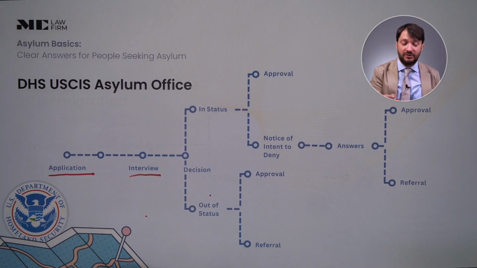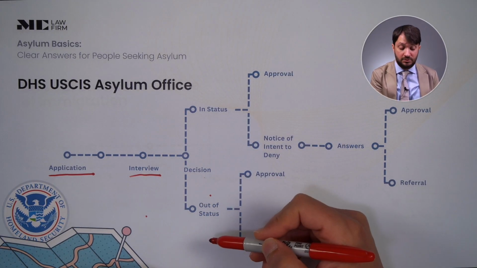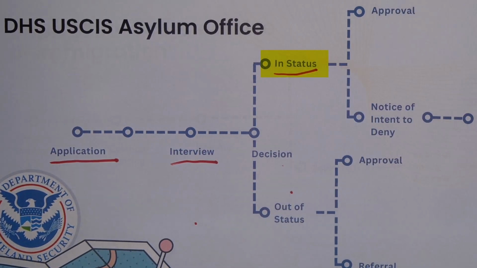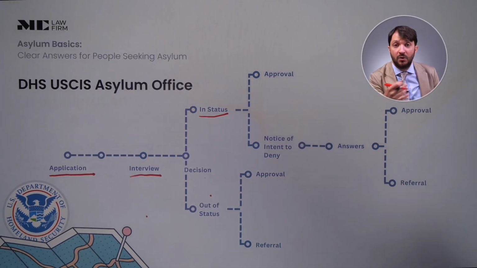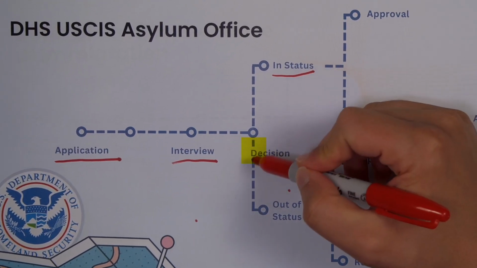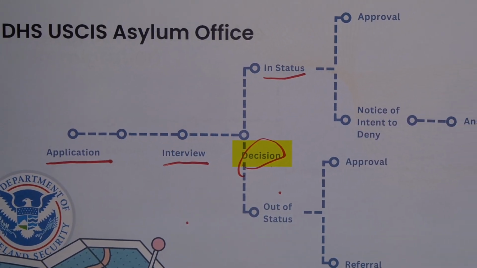So what happens after the interview? There is the decision, and there are two different scenarios. One is you have another immigration status, like student status, H-1B or tourist visa, depending on the timeline of when you entered the country. If you have status at the time your decision is made, like I said, the decision could take a very long time. There are two scenarios.